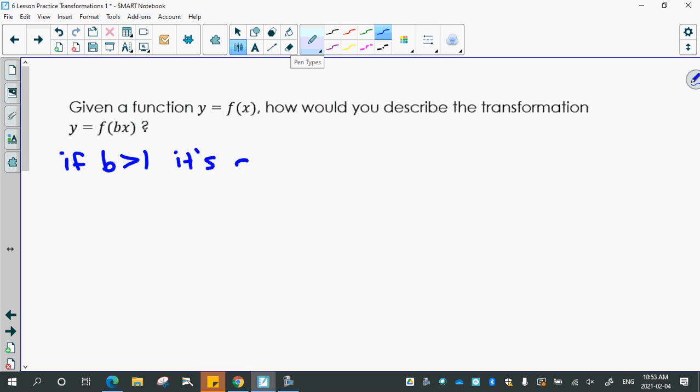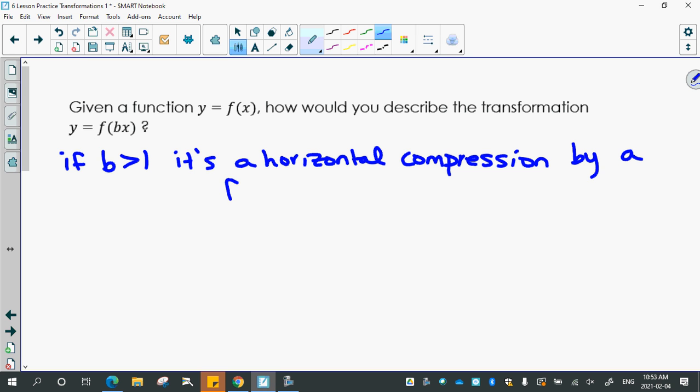It's a horizontal compression by a factor of, so think about this, 1 over b. So if b is greater than 1, it's going to be a number like 2 or 3 or 4. So your horizontal compression is going to be like a half or a third or a quarter. Okay? 1 over b.